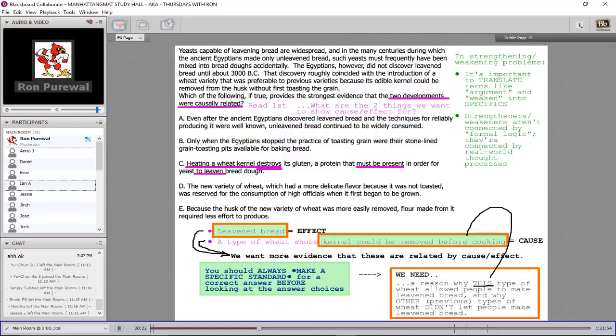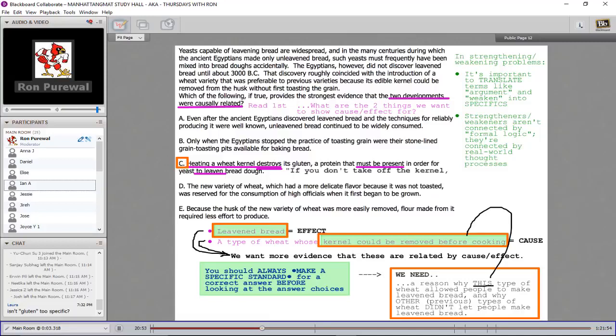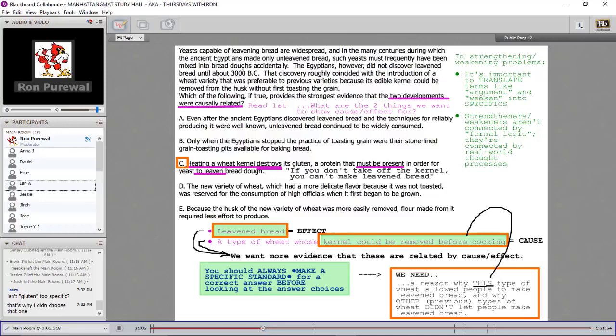Heating it destroys something that must be present in order to leaven it. So this is the answer that we want. So this is perfect, right? What this is saying is that the only thing that's new about this wheat is that you can take off the kernel before you cook it. And what this answer choice is telling us is that if you don't take off the kernel, you can't leaven it.